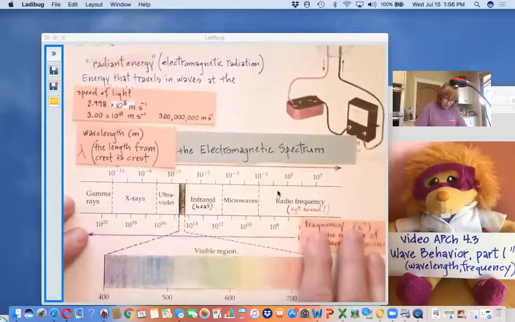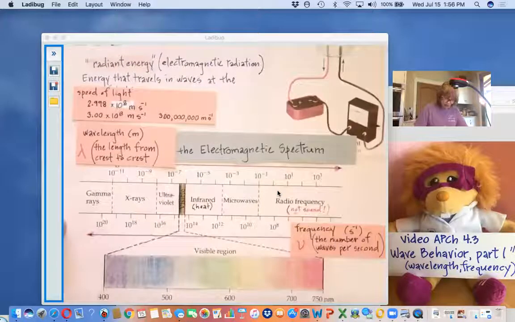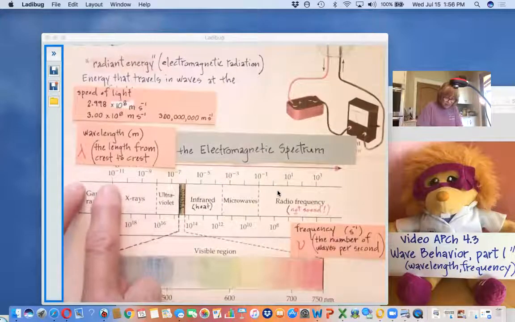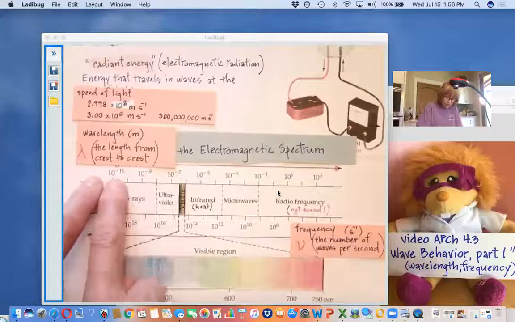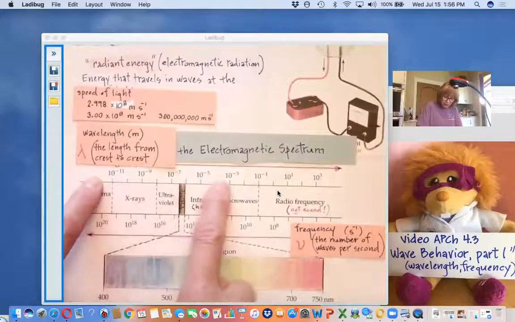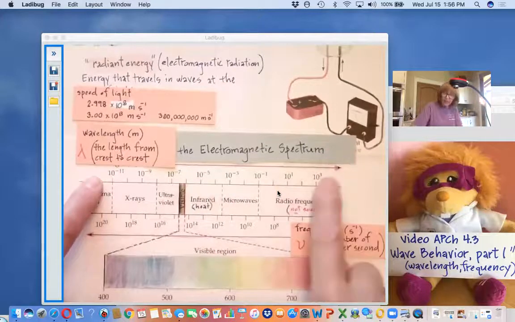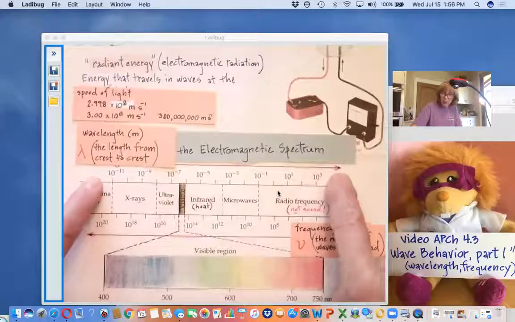Now on this spectrum, you might be able to see that wavelengths are very short down here. And as we go in this direction, the wavelengths are increasing, or getting longer.